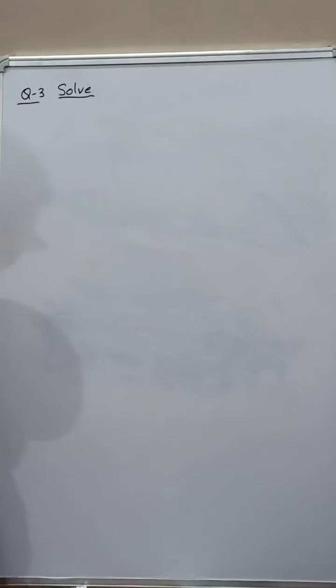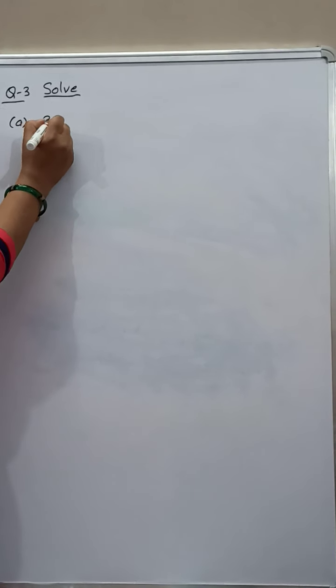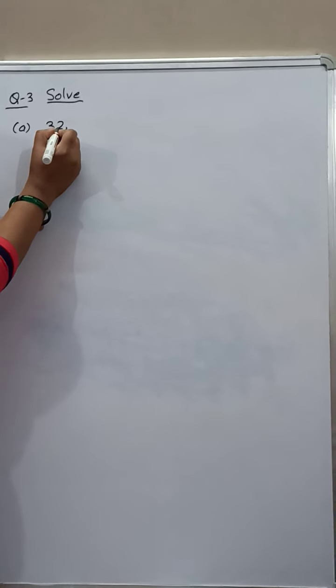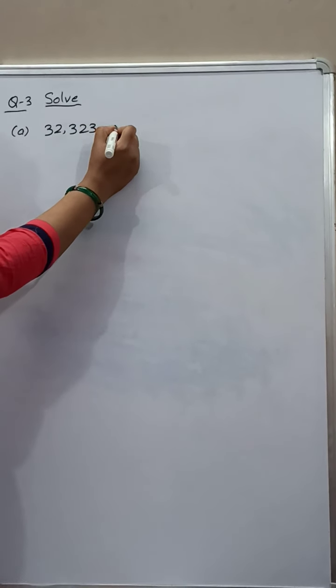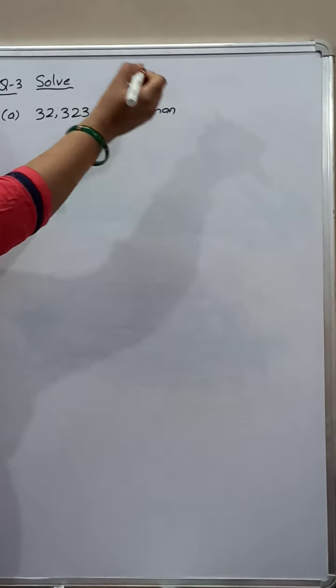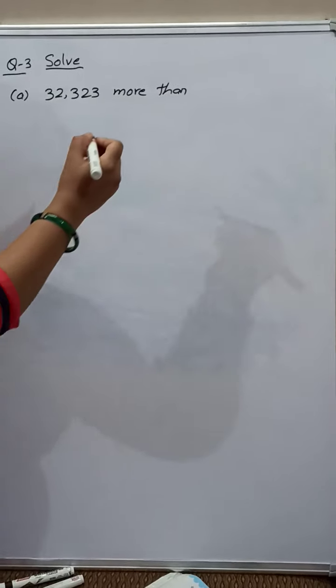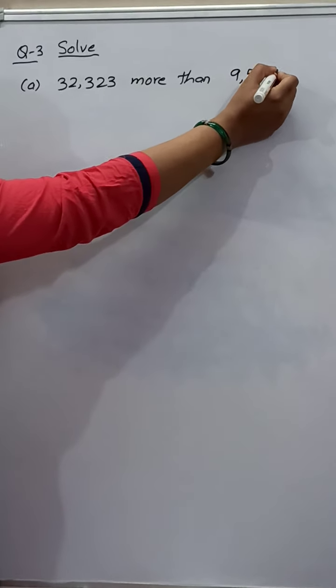Proceeding with question number 3, which says solve accordingly. So first question is, you have to find out 32,323 more than 9,56,023.